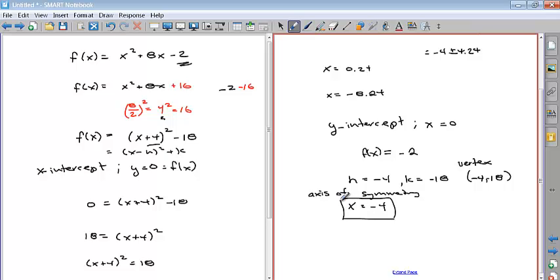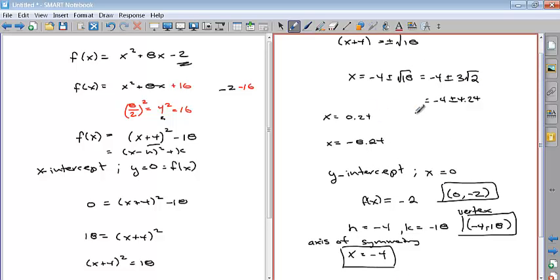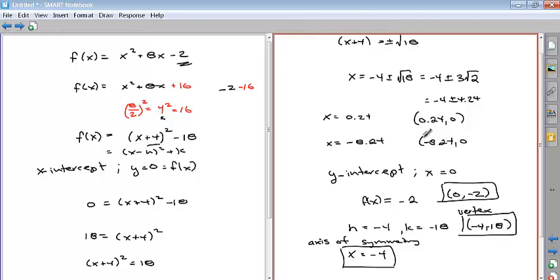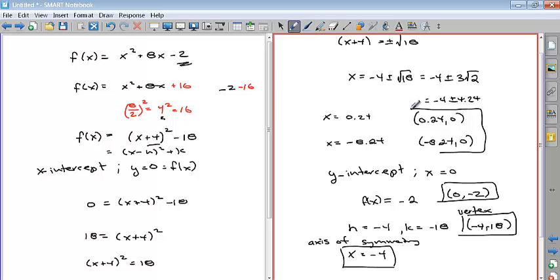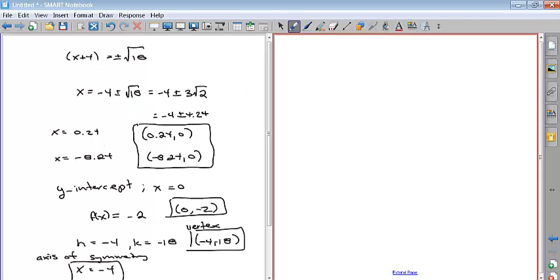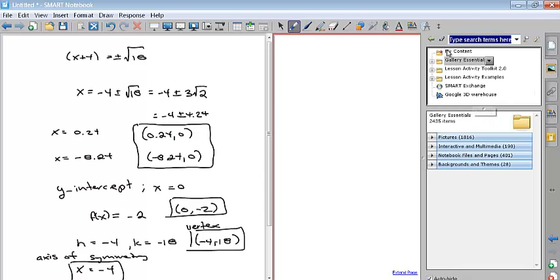So we're going to plot that line. We'll plot this point. The y-intercept, that's when x equals 0, so it's the point 0, comma negative 2. So we'll plot that point. And then these two x-intercepts, those are when y equals 0. So you get 0.24, comma 0, and you get negative 8.24, comma 0. So we'll plot those, and with all that information, we should have a pretty good idea of what we're doing. So I need a piece of graph paper.